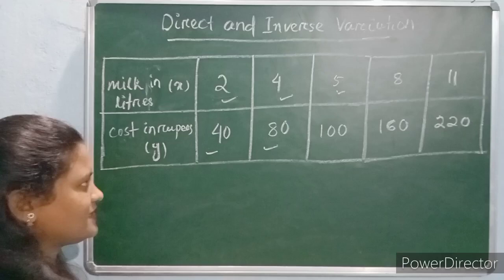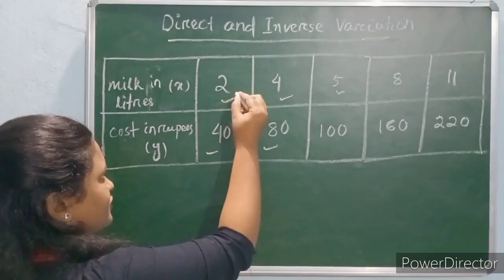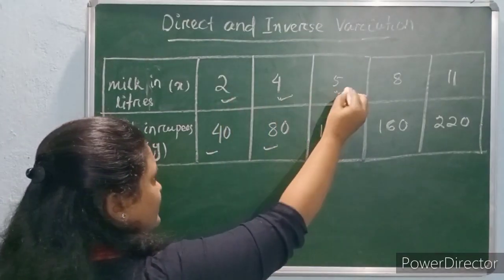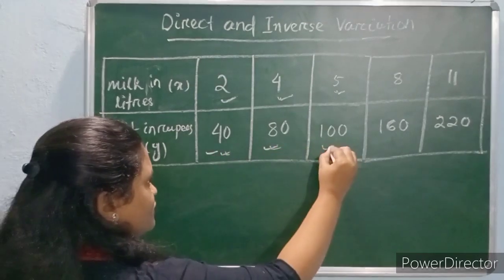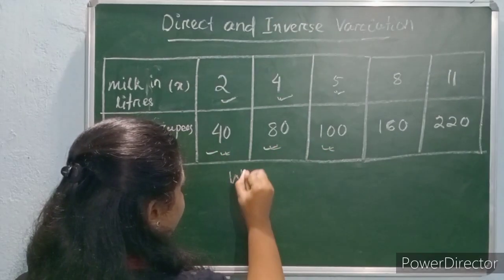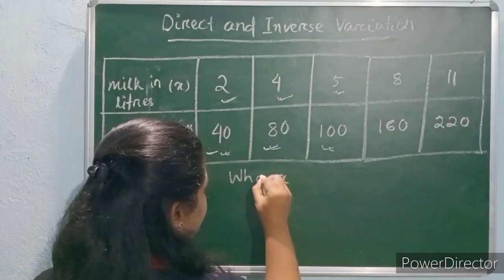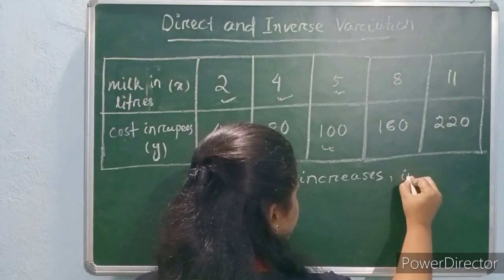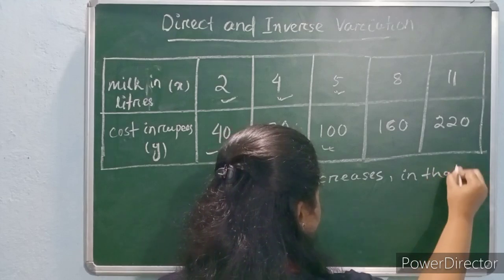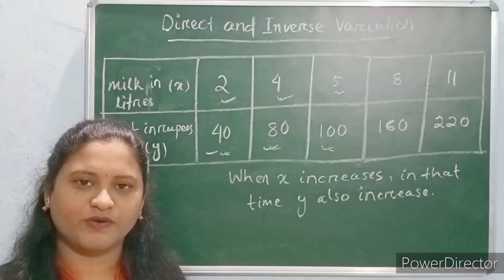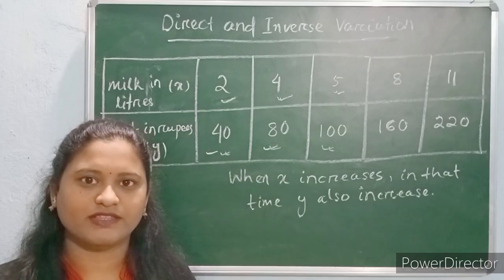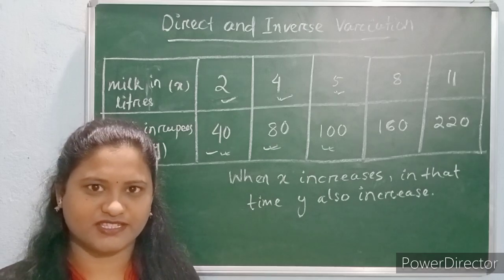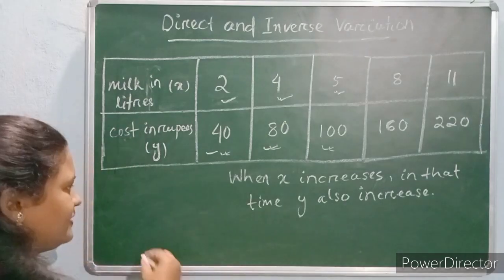What you notice here is that if we increase the amount of milk, the price also increases. So here we can write, when x increases, y also increases. When we increase the amount of milk, the price of milk also increases. So this is called direct variation.